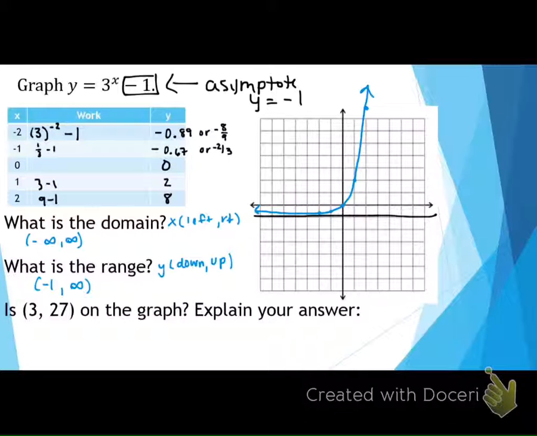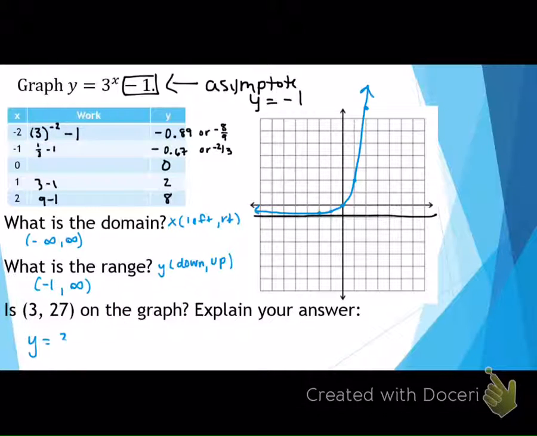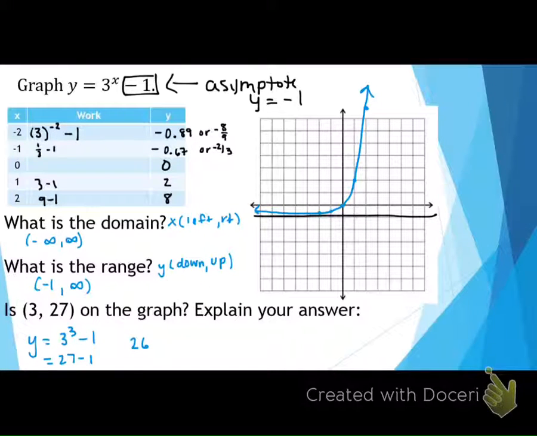Okay, so then I substitute in 3. And I get 27 minus 1, which is 26. So is that on your graph? No, 26 does not equal 27.